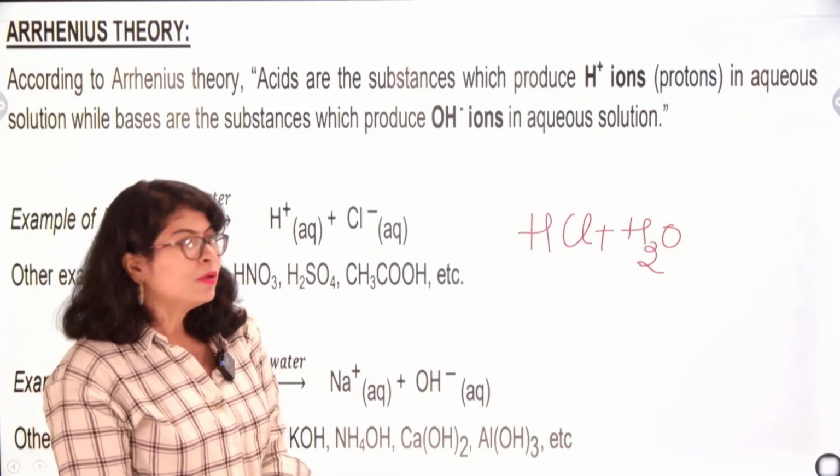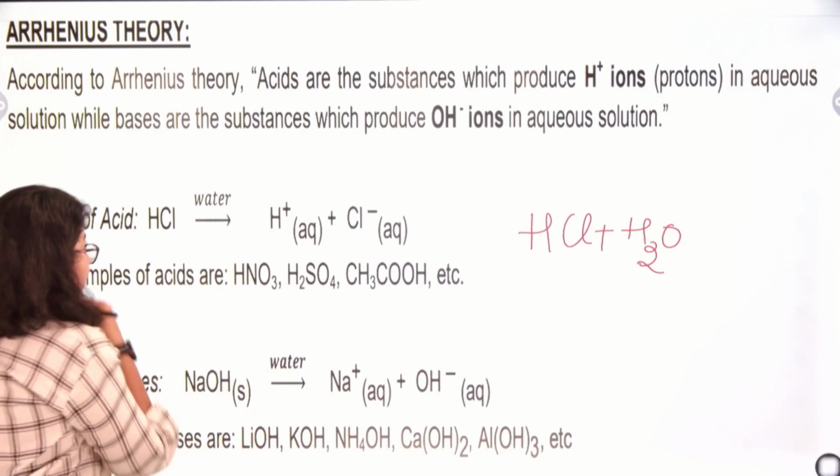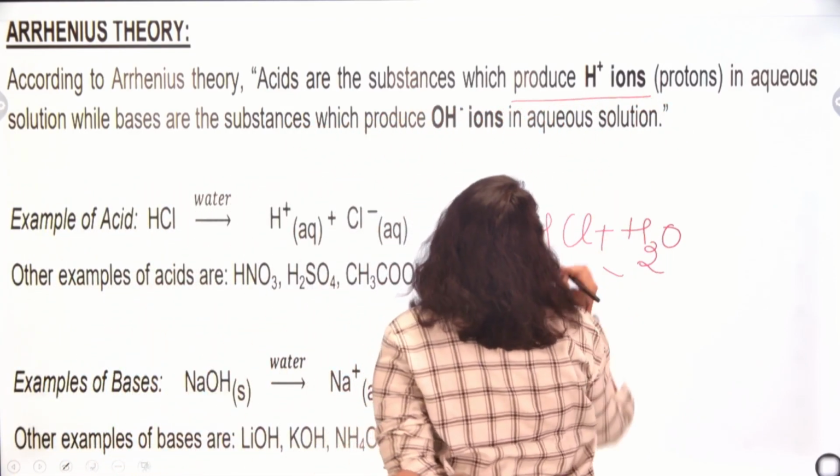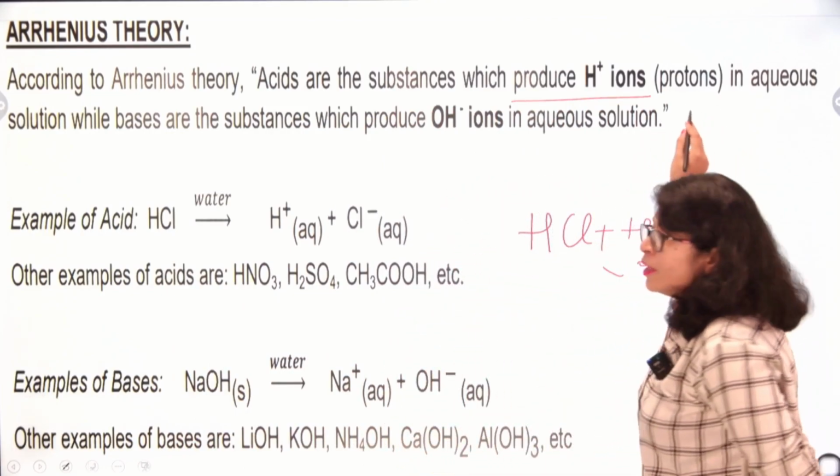So according to Arrhenius theory, acids are the substances which furnish H plus ions or protons in aqueous solution.